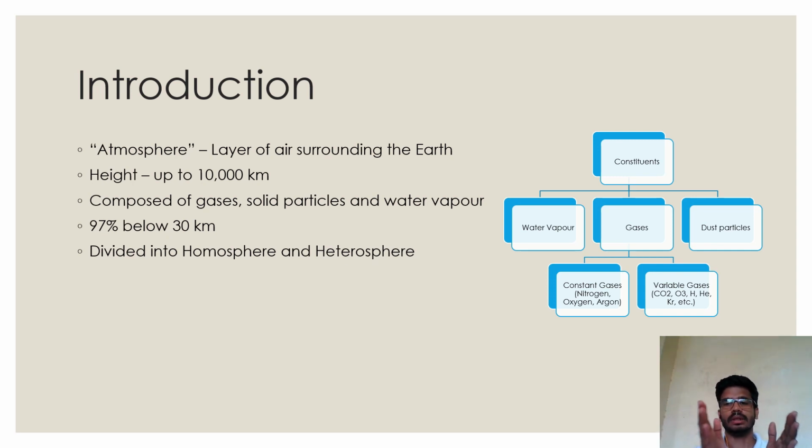The constant gases compose about 99% of the atmosphere, and the remaining 1% is the variable gases, where we have CO2, carbon dioxide, O3, ozone, hydrogen, helium, krypton, xenon, etc. These gases together make variable gases. Now let's start with gases.